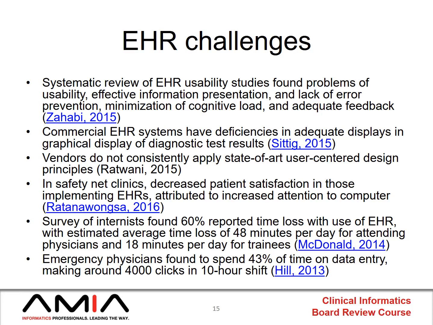In actual usage, for example, in safety net clinics, it was found that there was decreased patient satisfaction in those clinics that had implemented electronic health records, which was attributed to the clinicians paying increased attention to the computer and less to the patient. Another study was a survey of internal medicine physicians, finding that 60% of them reported time loss with use of the electronic health record, with an estimated average time loss of 48 minutes per day for attending physicians and 18 minutes per day for trainees.